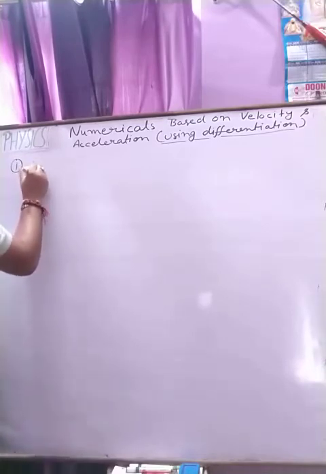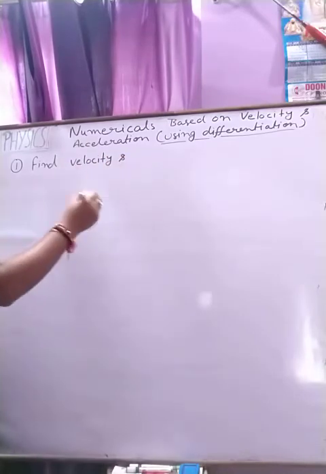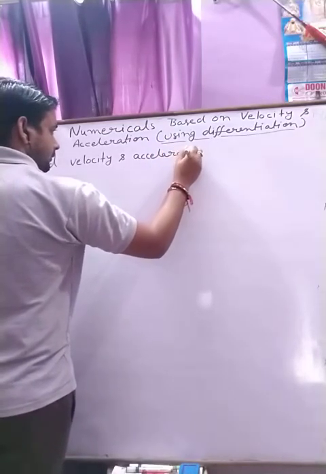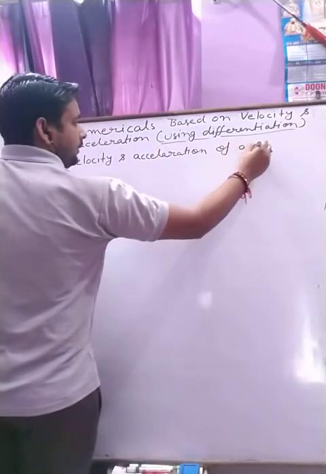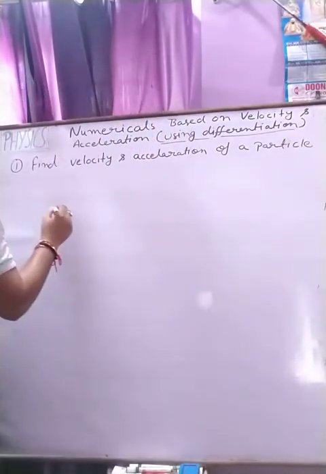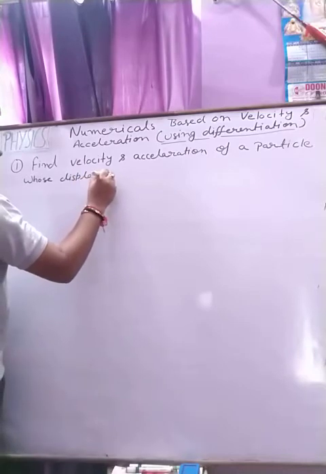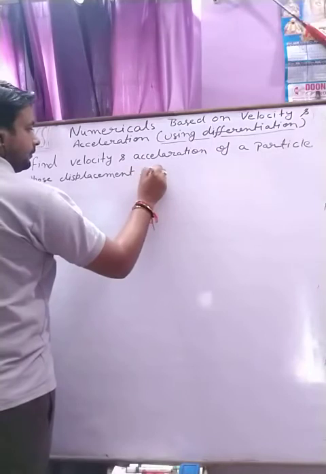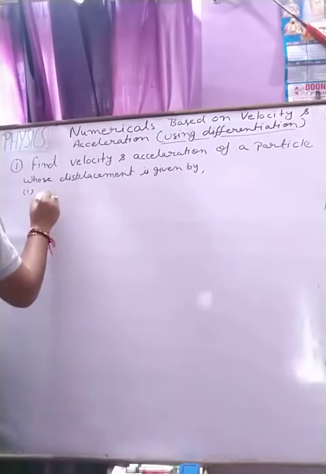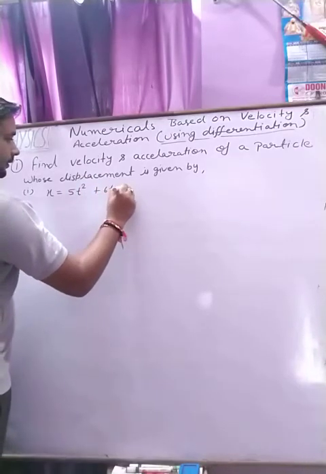First is: find velocity and acceleration of a particle whose displacement is given by x is equal to 5t square plus 6t plus 1.